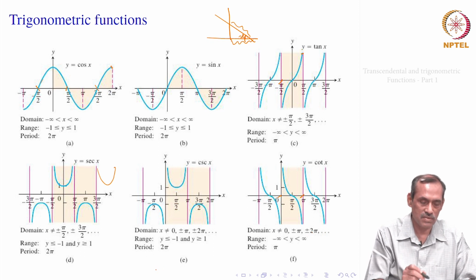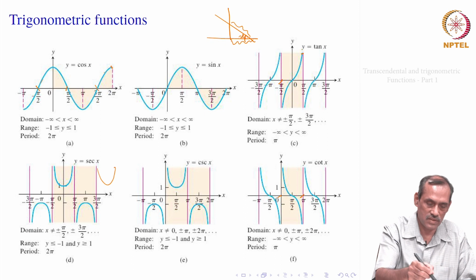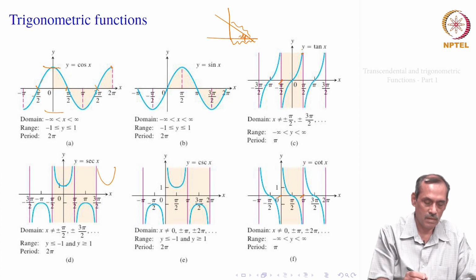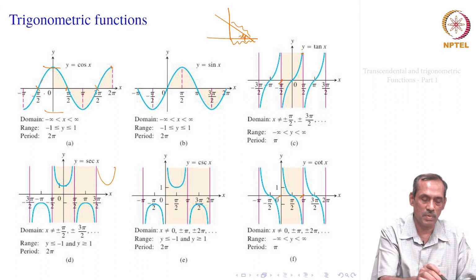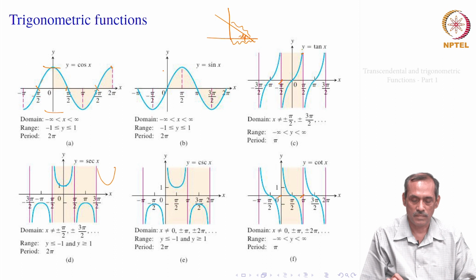And look at their ranges. So, cos x is always lying between -1 to 1. This is your -1, this is 1, -1 to 1. So, its range is -1 to 1, and in fact, -1 and 1 are also achieved. So, it is the closed interval -1 to 1, and its period is 2 pi. Every 2 pi the pattern is repeated.